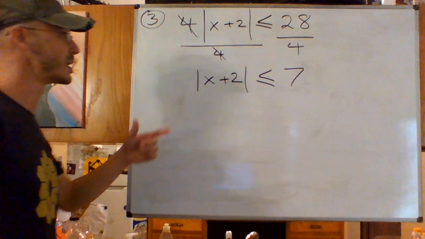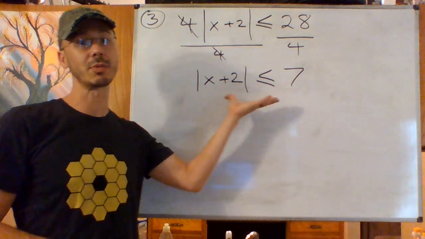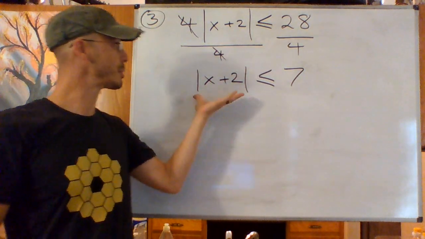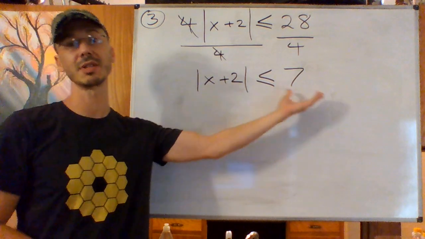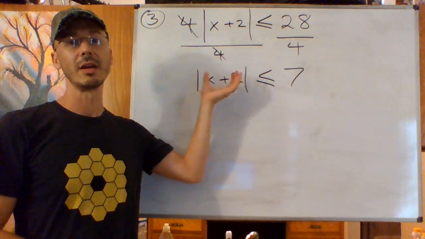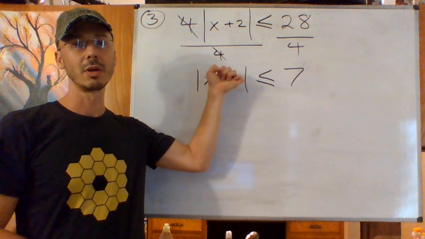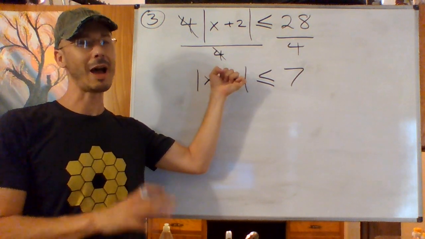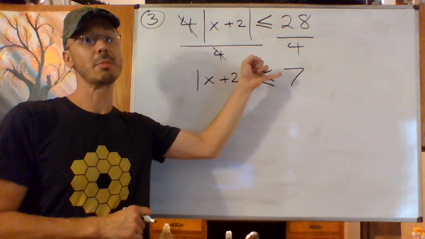I didn't see it come up in these examples, but when we see it, we'll look at it a little more closely. Now, I think the best way to interpret this statement, absolute value of x plus 2 is less than or equal to 7, is to think about x plus 2 as a number. How big can it be? Well, it can't be bigger than 7.